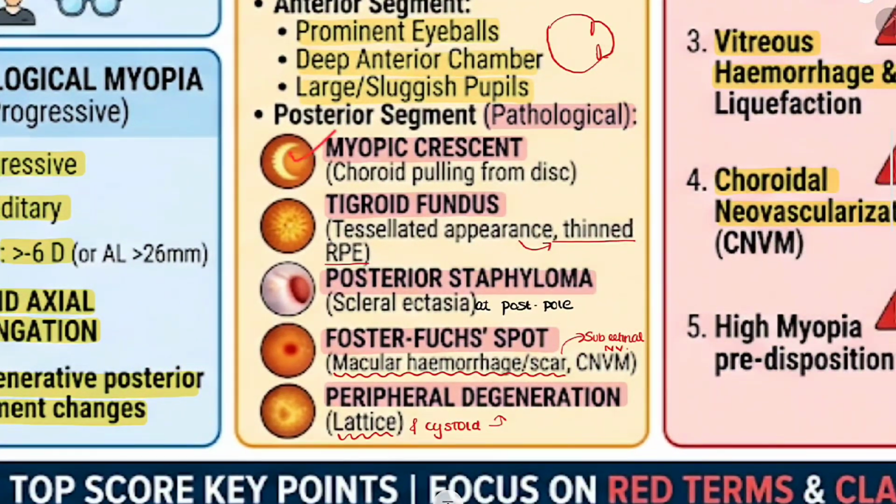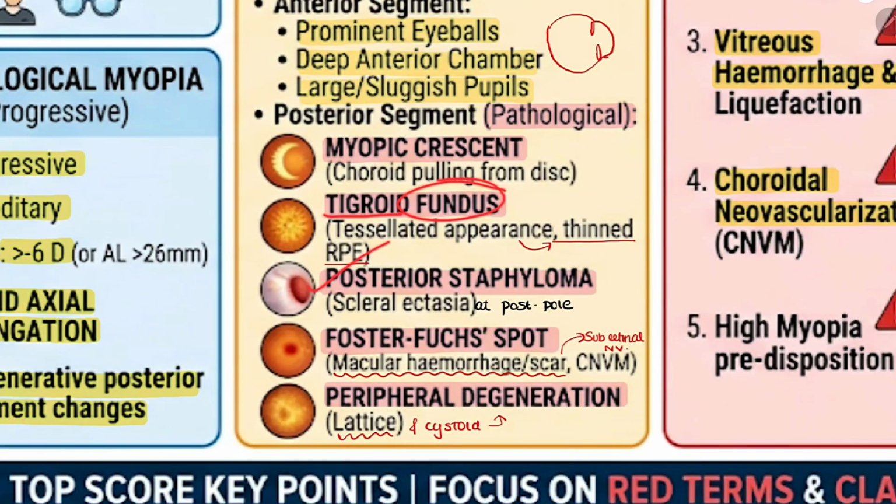There can be myopic crescent. What is myopic crescent? That is the choroid pulling the optic disc. So choroid will pull the optic disc and there will be a myopic crescent seen. Then we can see tigroid fundus. What is tigroid fundus? It is actually a tessellated appearance due to thin retinal pigmentary epithelium. So on axial elongation, the retinal pigmentary epithelium will get thinned. So there will be a tessellated appearance, and that is known as tigroid fundus.